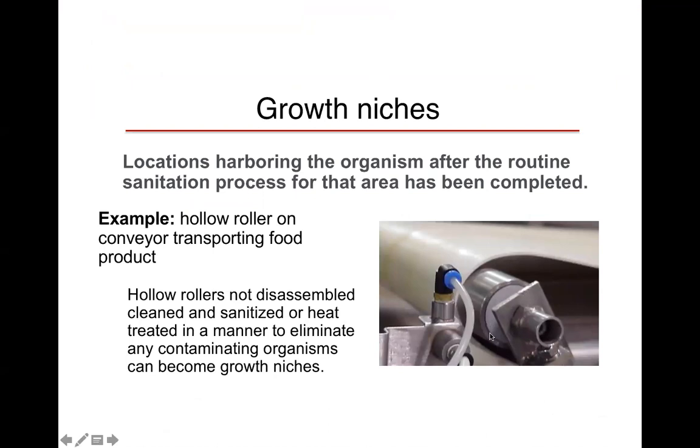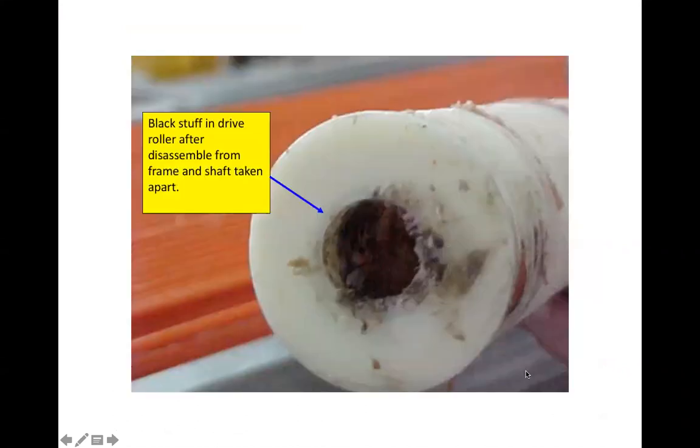So here's a roller on a conveyor belt, and what happens is this conveyor belt gets cleaned during cleaning and sanitation, but this roller does not, and it's actually hollow inside. When you take these apart and actually look inside, you can see that they're not actually getting clean. So a big part of cleaning and sanitation should be disassembly of uncleanable equipment so that you can get inside and get the Listeria out and kill it and prevent Listeria from surviving over time.